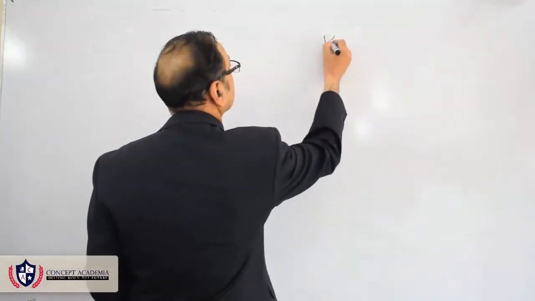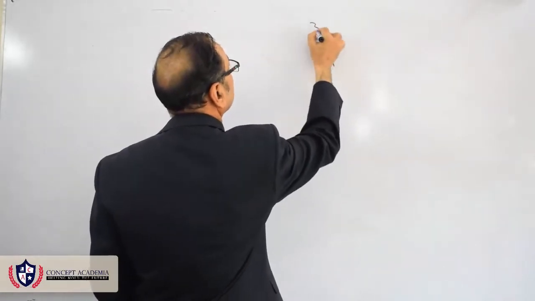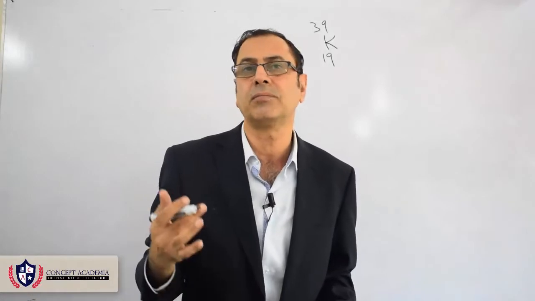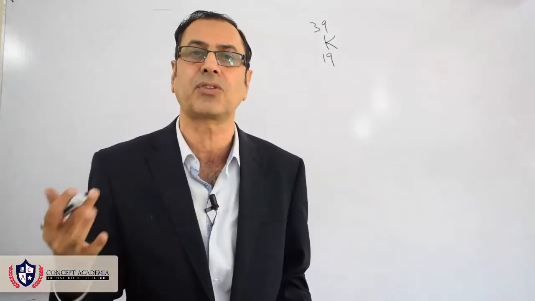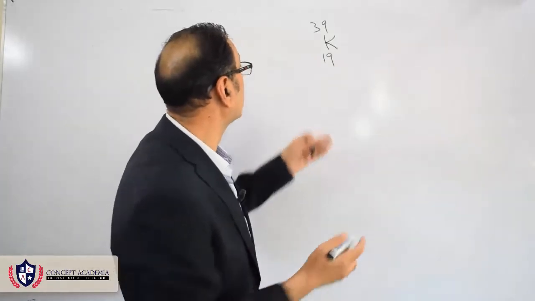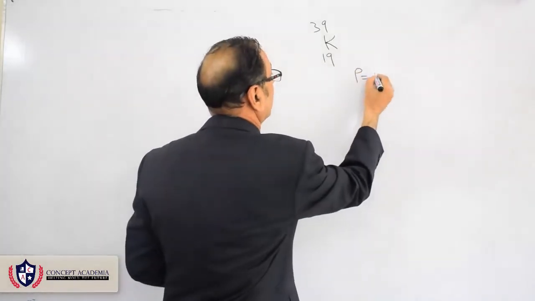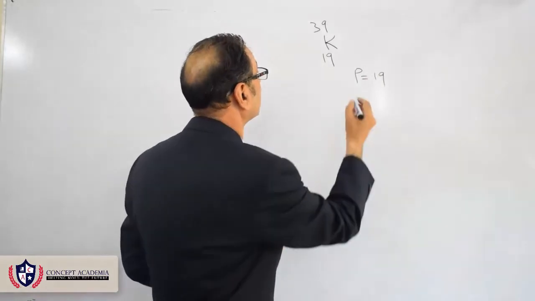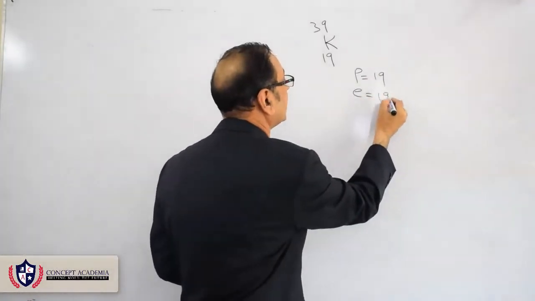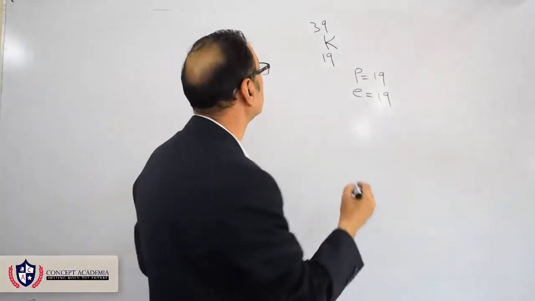Potassium. For potassium, it is 39/19 K. Students find it difficult and make mistakes in drawing the electronic configuration of potassium. There are 19 protons, and the number of protons and the number of electrons are equal, so 19 electrons.